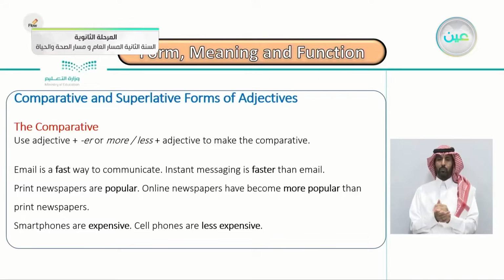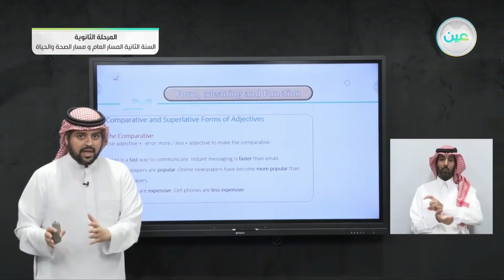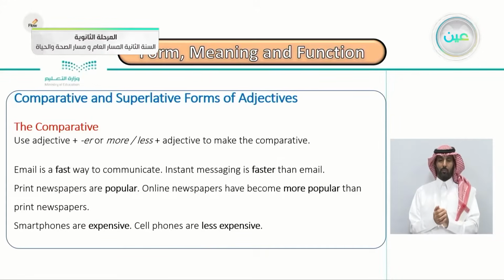Let's read the examples here. Email is a fast way to communicate. Instant messaging is faster than email. So he's comparing what here? Instant messaging is faster than email in communication. Yes, he is comparing the communication. Instant messaging is faster than. Don't forget the than. Next example, print newspapers are popular.